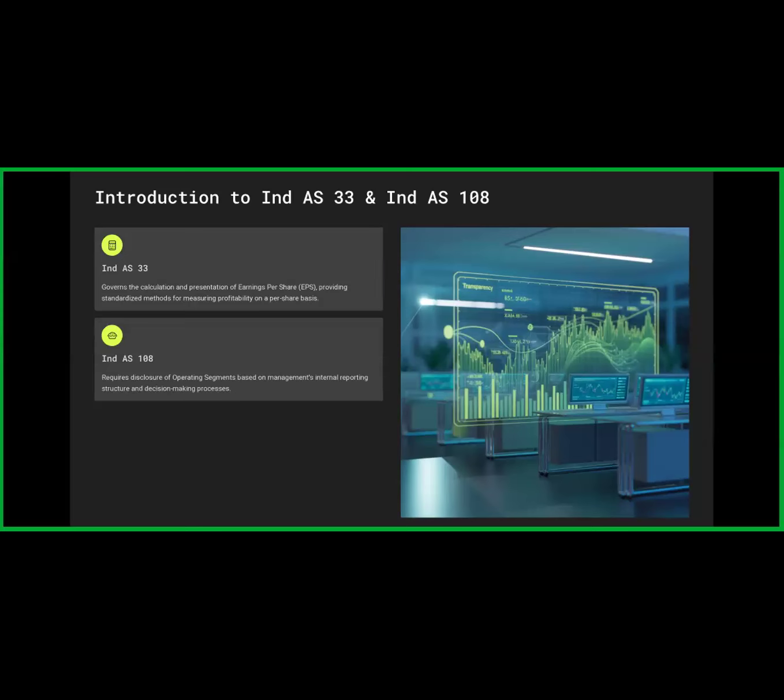Regarding this, the guidelines are provided under Indian Accounting Standard 33. Okay, so Indian Accounting Standard 33 governs the calculation and the presentation of earning per share, providing standardized methods for measuring profitability on a per share basis.